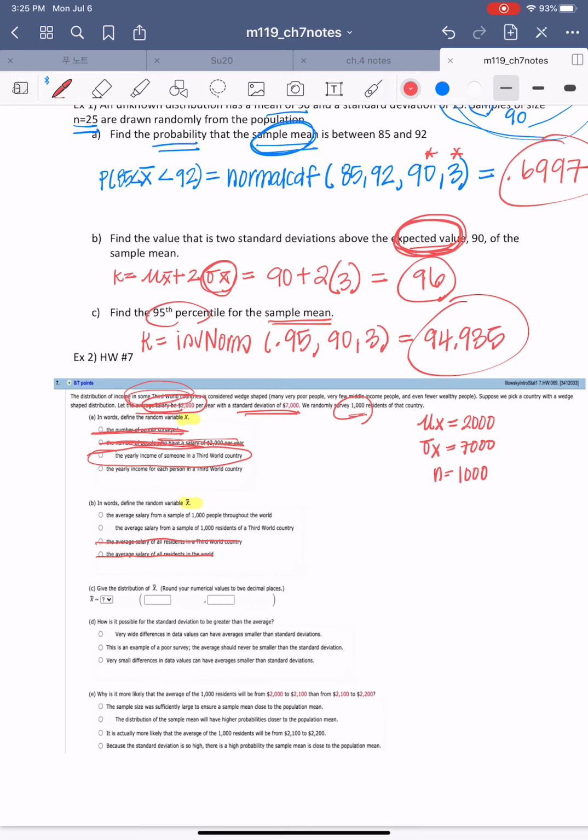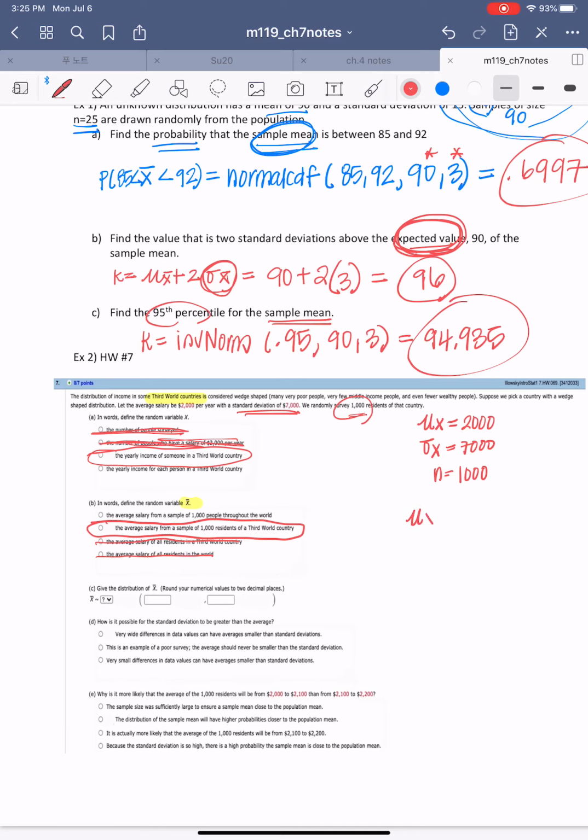The average salary from a sample of 1,000 people throughout the country, or third world country. It's third world country, per the original problem right there. We have just the third world country. Now I know it didn't ask for this, but let's kind of set up the problem since part B.